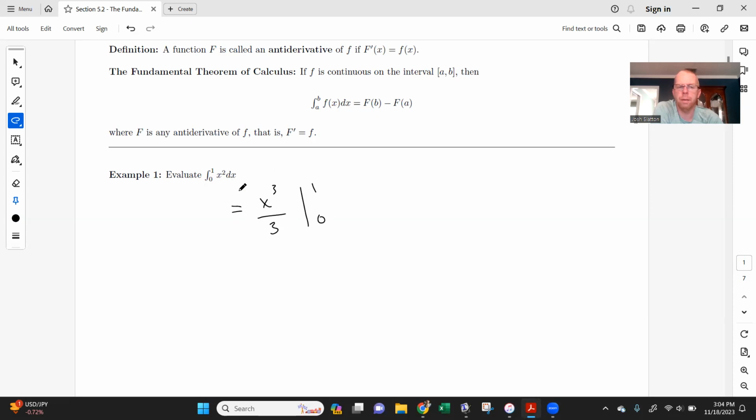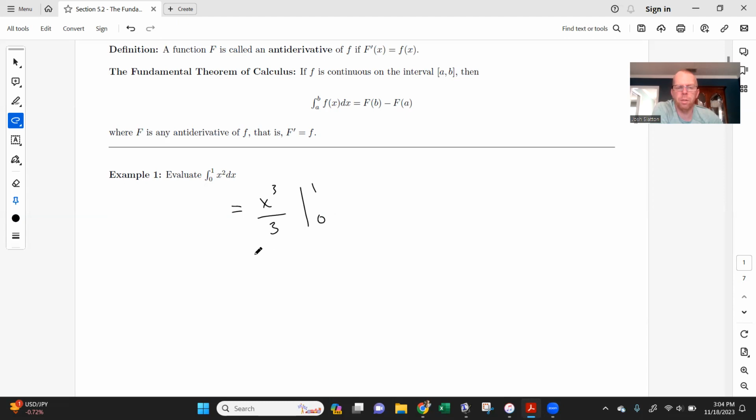And we do. So multiply the exponent by the coefficient, which is 1/3. 3 times 1/3 is 1. Subtract 1 from the exponent, which is 2. So the derivative of this is indeed x squared. And then according to the fundamental theorem of calculus, we're going to plug in the upper limit, plug in the lower limit, and then get the difference.